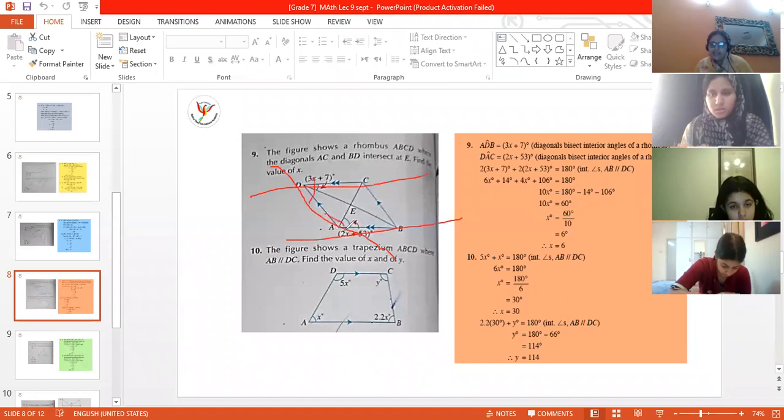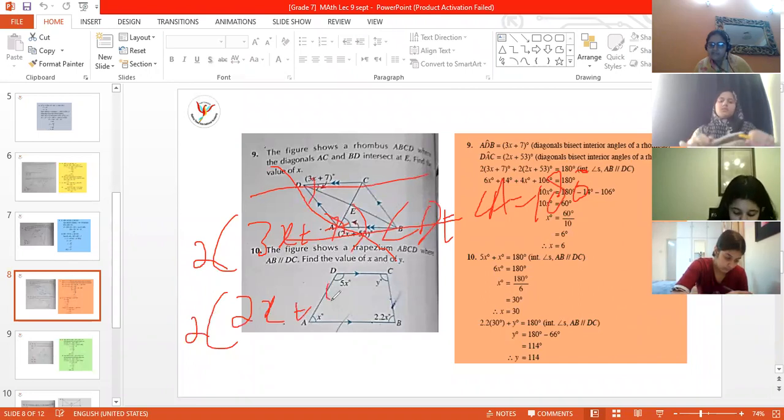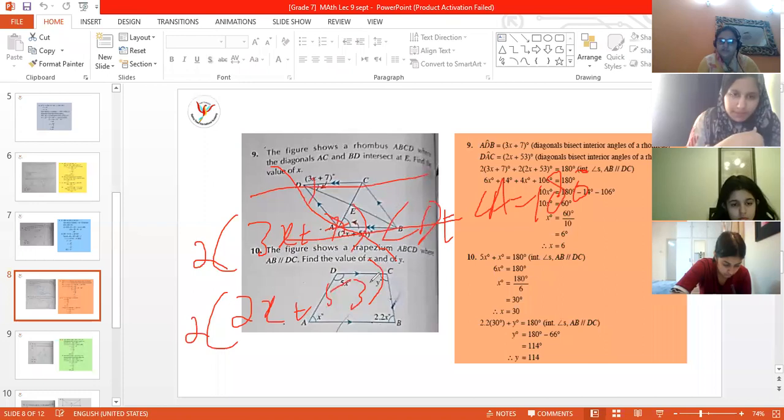Angle D plus angle A are the interior angles. Angle D plus angle A is equal to 180 degrees. The sum of interior angles is equal to 180 degrees. Is this clear? Now angle D is equal to 2 times (3x plus 7), and angle A is equal to 2 times (2x plus 53). Is this clear? Is there any question? Then please raise your hand.